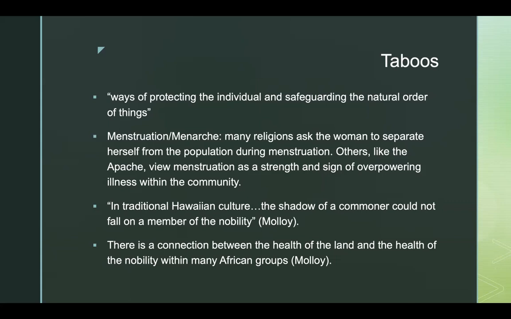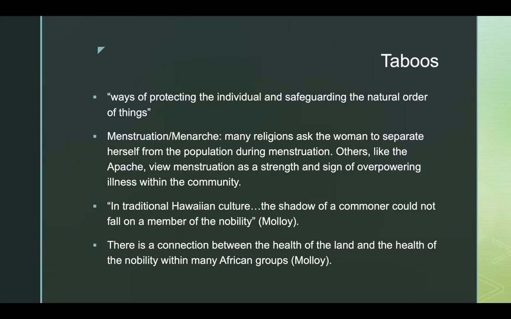There is a connection between the health of the land and the health of the noble within many African groups. That dates back to Confucianism as well. If the land is sick, then there's maybe something wrong with the king. So those are some taboos.